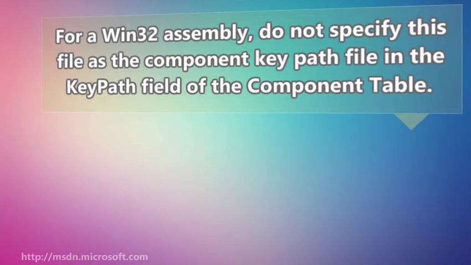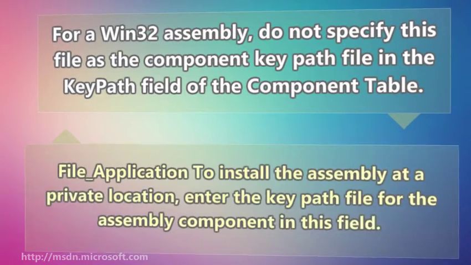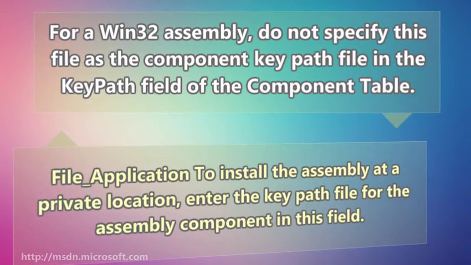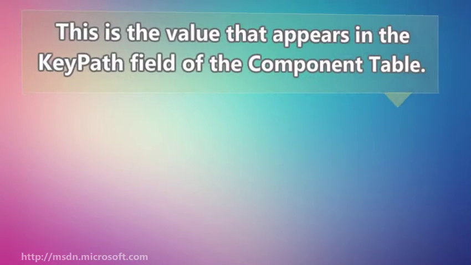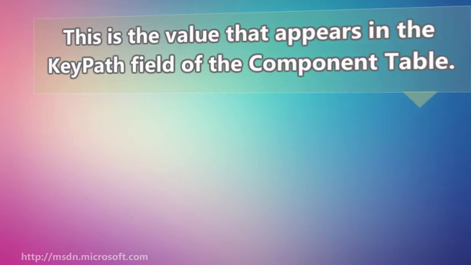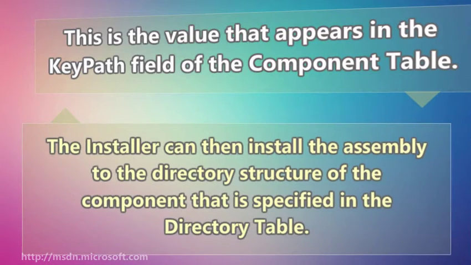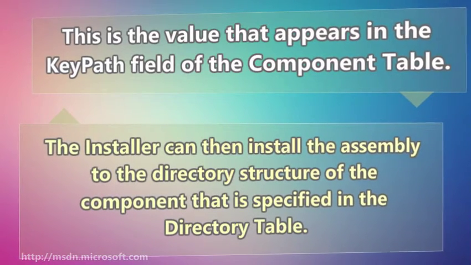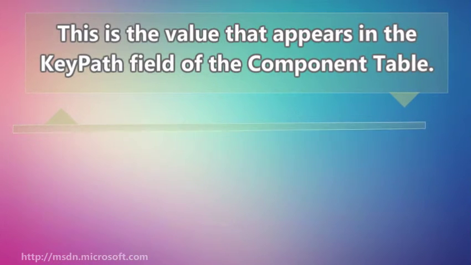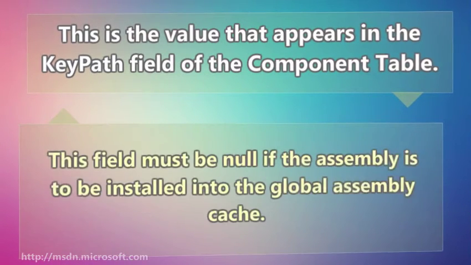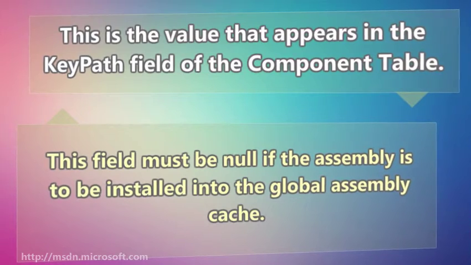of the Component table. File_Application: to install the assembly at a private location, enter the key path file for the assembly component in this field. This is the value that appears in the KeyPath field of the Component table. The installer can then install the assembly to the directory structure of the component that is specified in the Directory table. This field must be null if the assembly is to be installed into the global assembly cache.